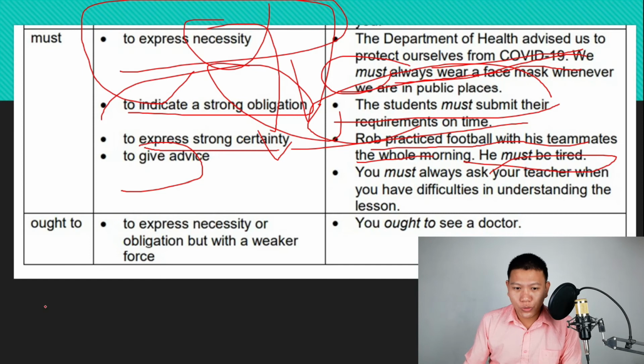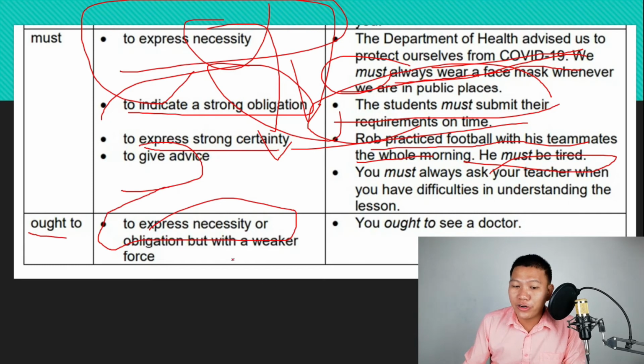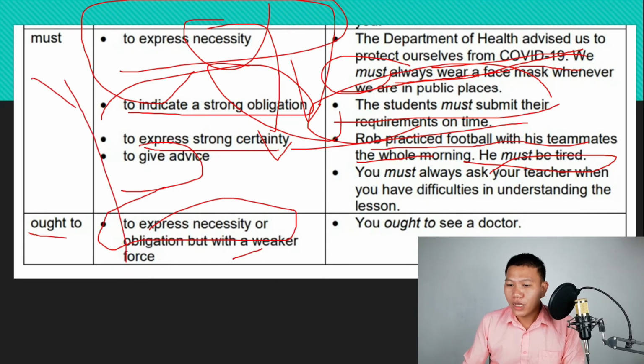And then ought to. Ought to is also used to express necessity or obligation, but with a weaker force compared to must. You ought to see a doctor. So it's a necessity, but with a weaker force.